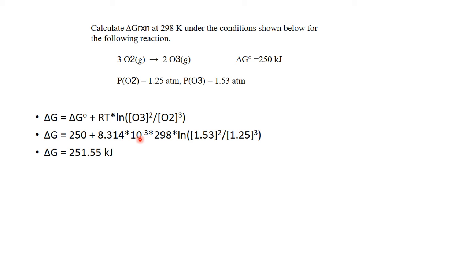So R is 8.314 times 10 to the minus 3. And it's times 10 to the minus 3 because we're in kilojoules, so my R needs to be in kilojoules. My temperature is 298. O3 is 1.53. O2 is 1.52. Solve for that and you find delta G is 251.55 kilojoules.